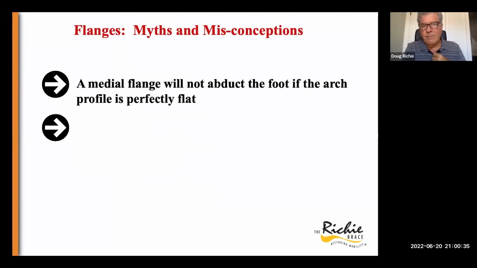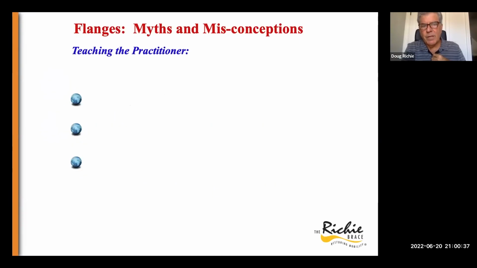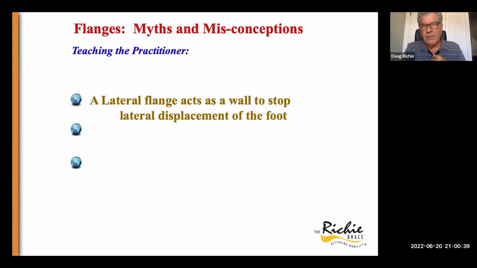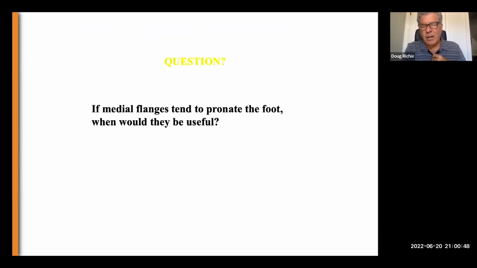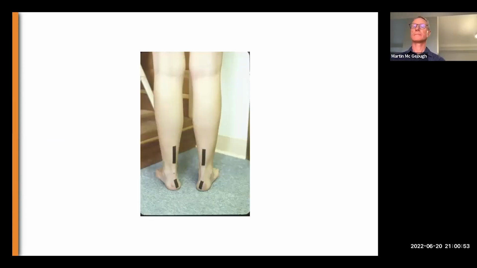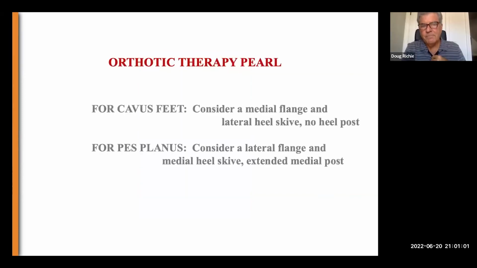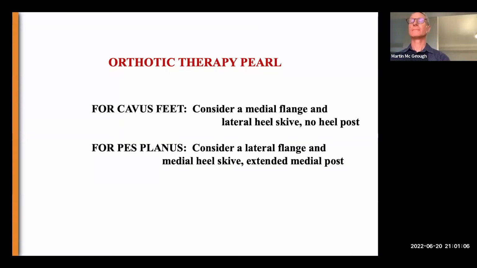A medial flange, well, I'm going to jump ahead here. A lateral flange helps prevent the foot from abducting. A medial flange acts as a wall to prevent adduction. We talked about this significantly in the last webinar, which you can review. So when I have a patient with a cavus foot, I prefer a foot orthotic or a Richie brace that has a medial flange because it tends to pronate the foot. Medial flange, lateral heel skive.